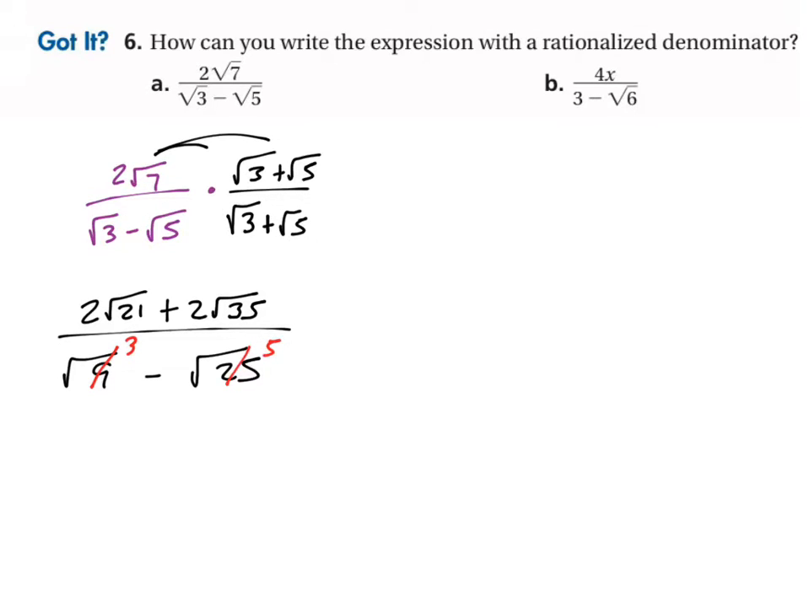The square root of 21 doesn't simplify. Square root of 35 doesn't simplify in this case. So our answer is looking like it's going to be 2 square root of 21 plus 2 square root of 35 over negative 2. Well, we can simplify this because these are divisible by 2. And so we've got negative square root of 21 minus the square root of 35.